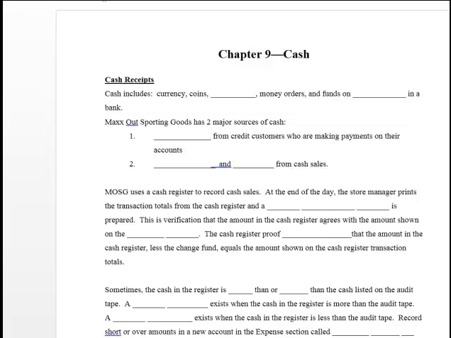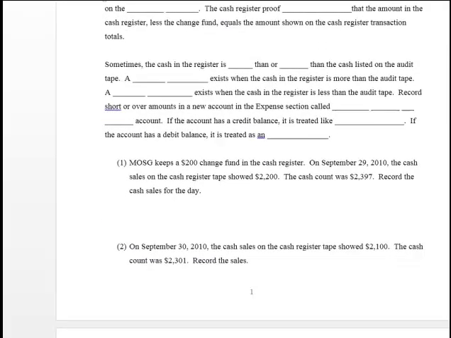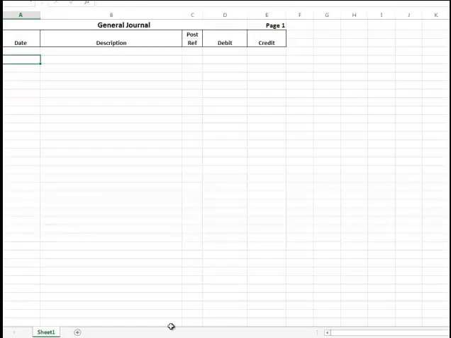Now, we counted the cash, $2,397, but when we take out our beginning cash drawer, so that we subtract $200, we actually end up with $2,197 worth of cash. So we are going to go over here, and I've set up a little general journal, and we're going to record the transaction. At the end of the day, this is what transpired.